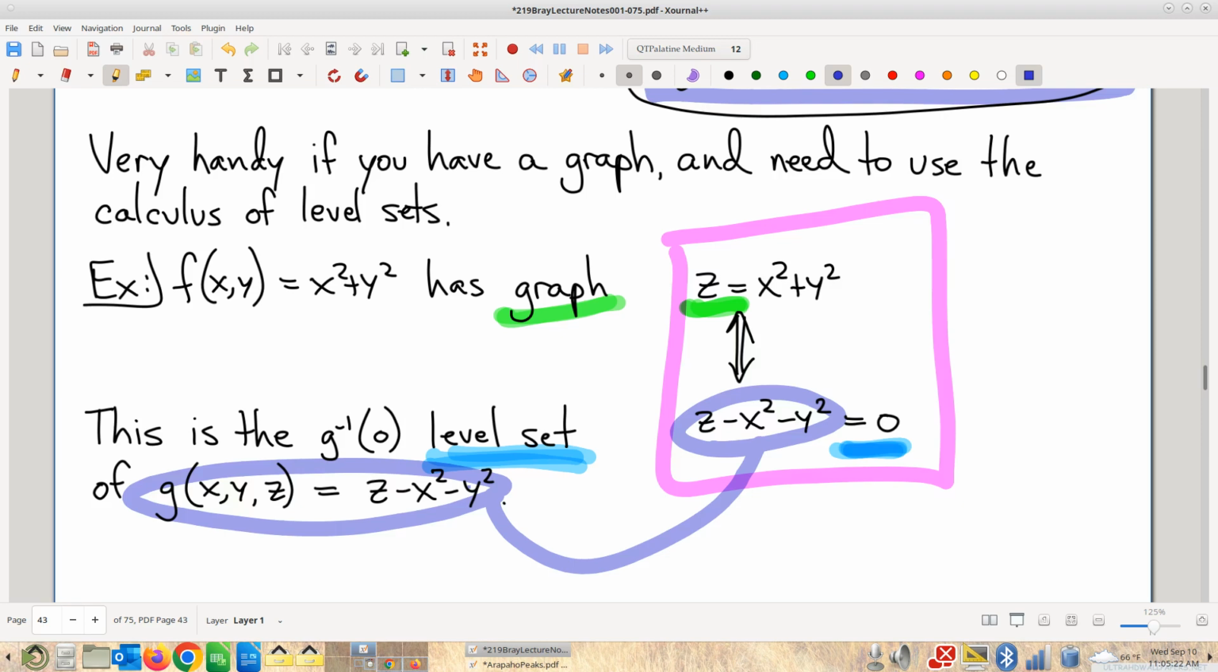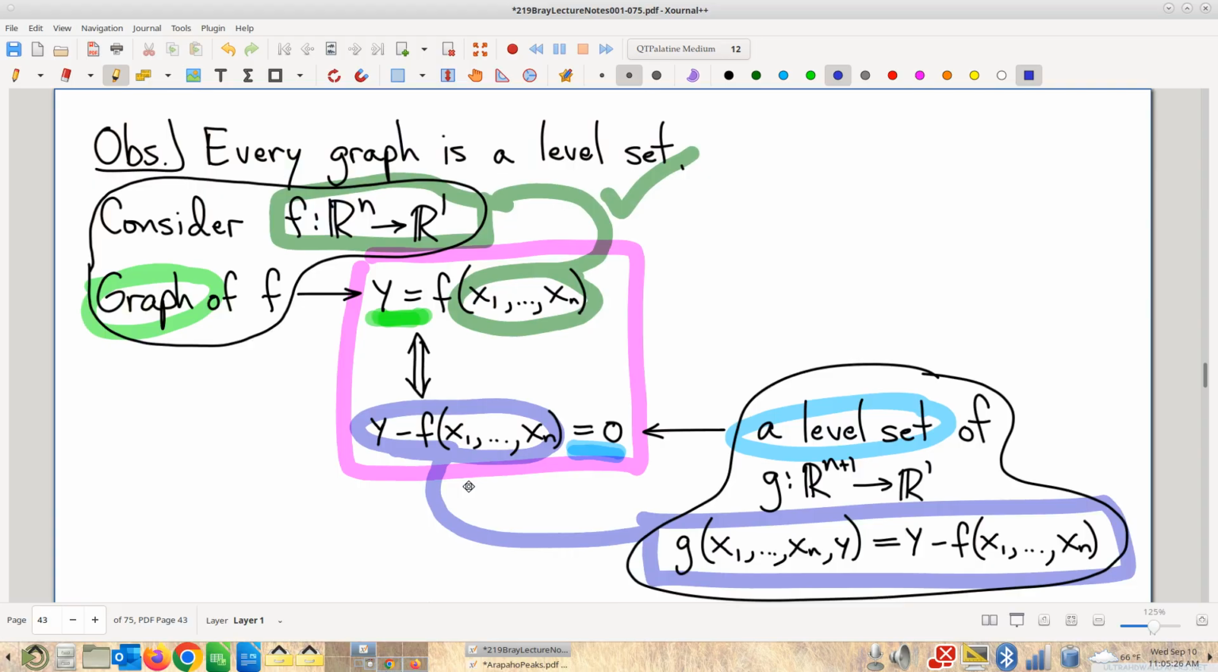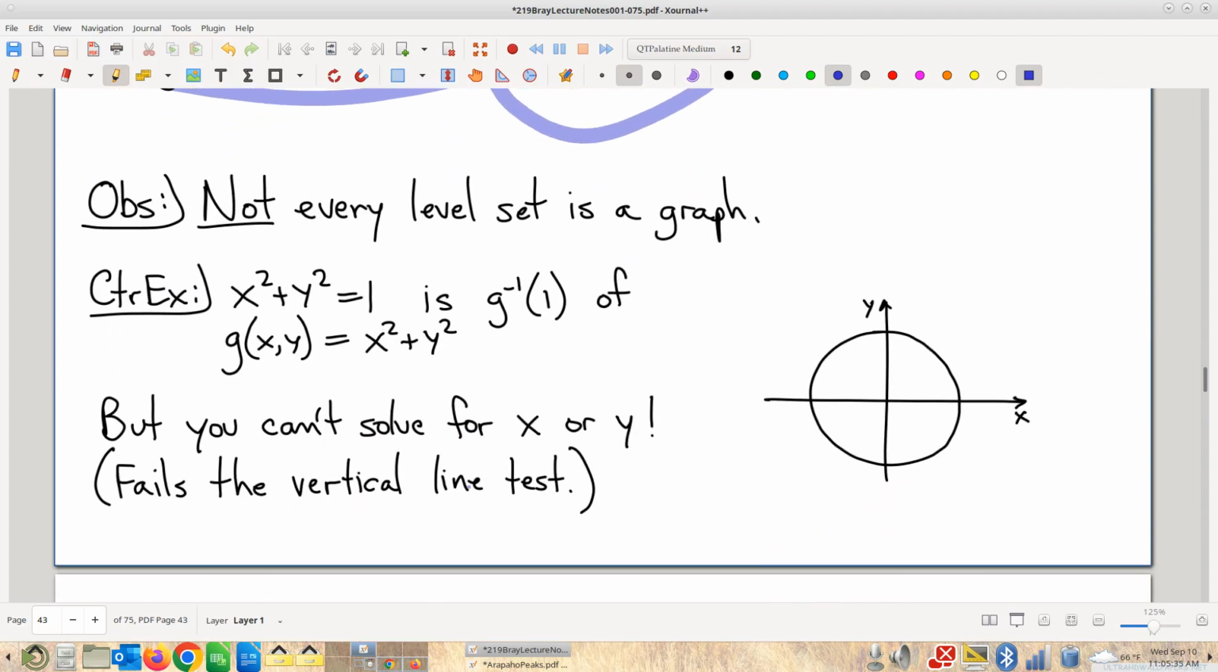Okay. So this is a really nice fact. Every graph is a level set. Again, that's the little move that shows it. You give me any graph, I can move terms around, make it a level set. Just be advised, it doesn't go the other way. Not every level set is a graph.